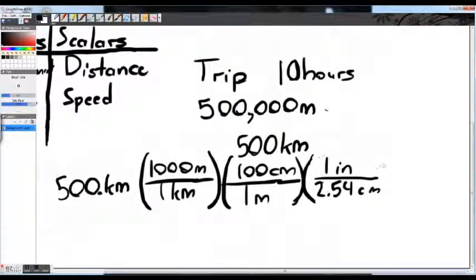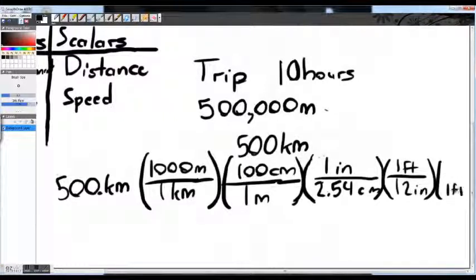See, how much space do we have left? Probably not enough. Okay, 12 inches, 1 foot, and then it looks like just enough space. Oh wait, I made a mistake. Okay, 1 mile, 5,280 feet. Now see how they cancel? Feet, feet, inches, inches, centimeters, centimeters, meters, meters, and kilometers, kilometers, and we have miles.